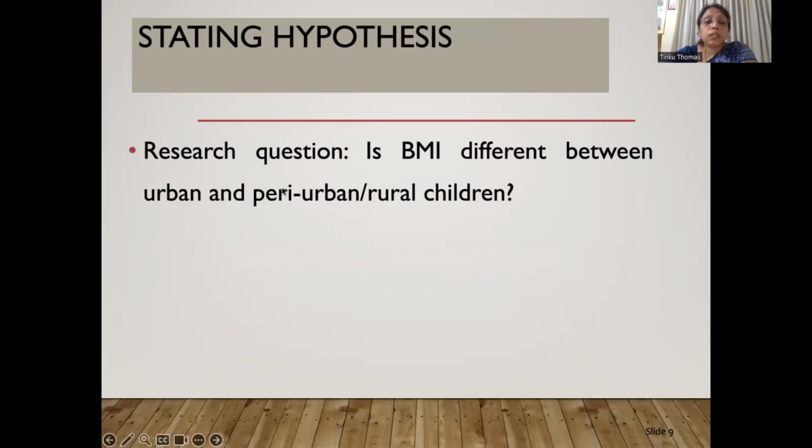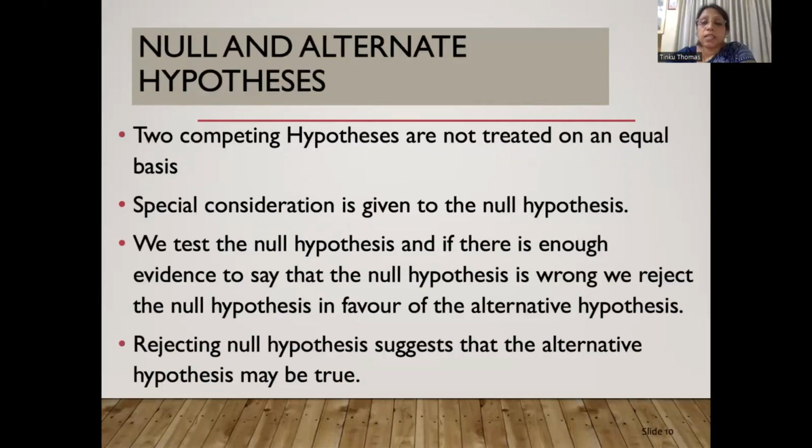So the research question is: is BMI different between urban children versus peri-urban and rural children? So one group are urban children, the other group are peri-urban and rural children. And what we are interested in seeing is if there is a difference in BMI between the two groups. So essentially, they are two independent groups. Children either belong to the urban or to the rural and peri-urban group. One child cannot be in both the groups at the same time, and therefore they are independent groups.